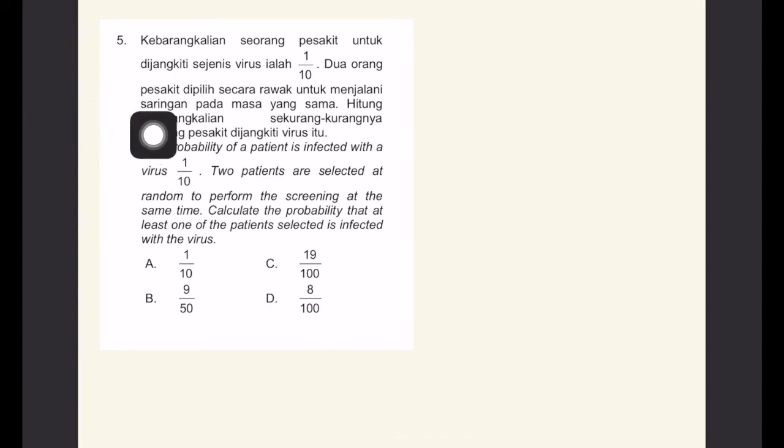If the question tells you about 2 patients being selected at random, usually it is easier for us to use a tree diagram. Okay, tree diagram. So what is a tree diagram?